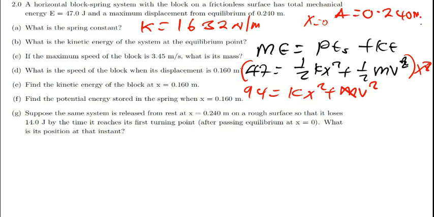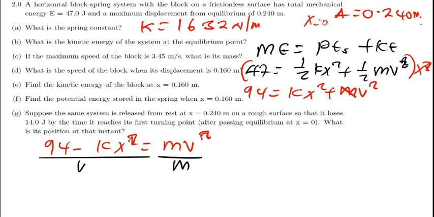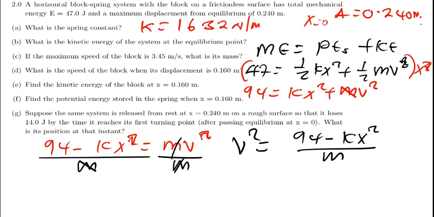My goal is to find the speed. What I'm going to do is shift this to the other side. So I'm going to have 94 minus kx squared is equal to mv squared. My goal is to find v, make v the subject of the formula. I'll divide both sides by m. These two will cancel. v squared will be equal to 94 minus kx squared divided by mass.